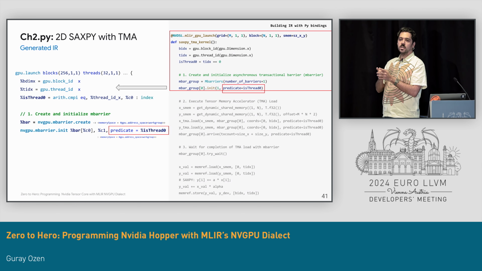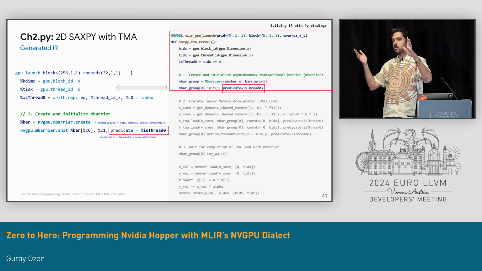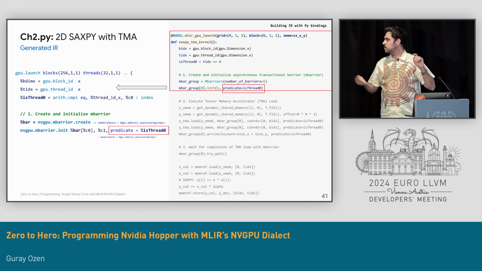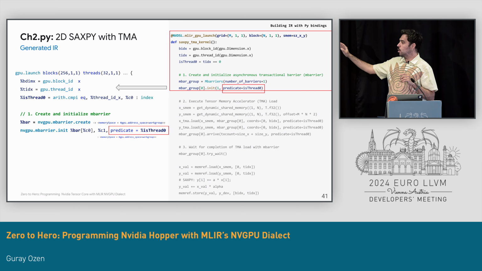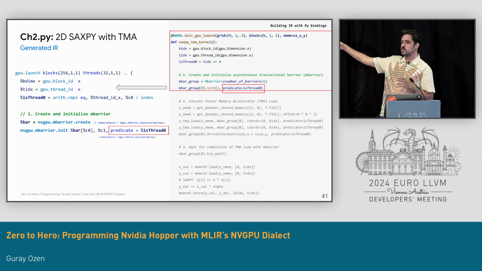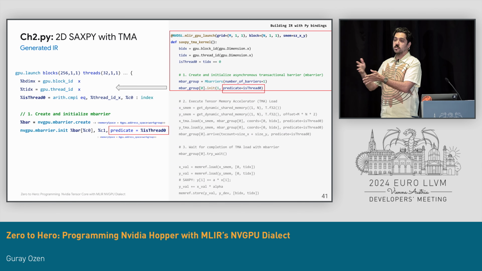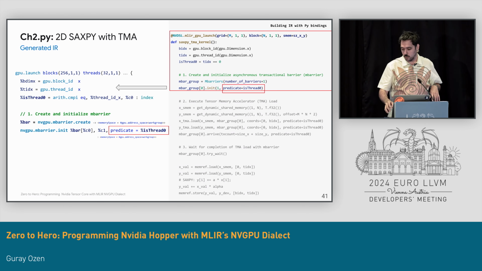Because TMA is asynchronous, it doesn't waste any registers. I will select whatever thread I want, and it will request TMA to load data. That's why I need one thread. And this op is predicated, right? Because only one thread needs to run. And for the sake of simplicity, this thread is thread 0. But we have implemented other mechanisms that let you select the fastest threads, but not in this tutorial.